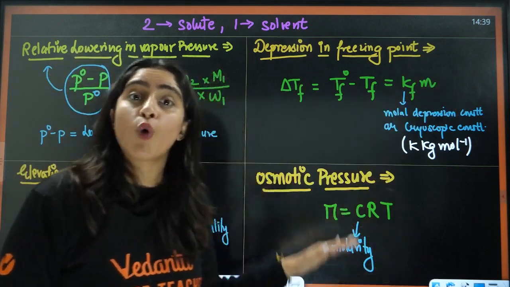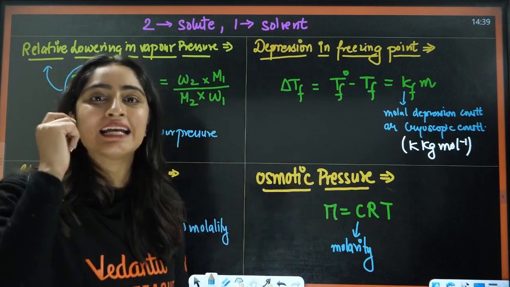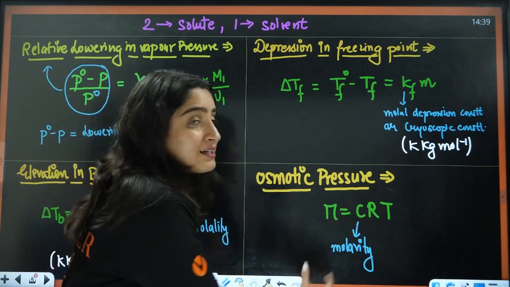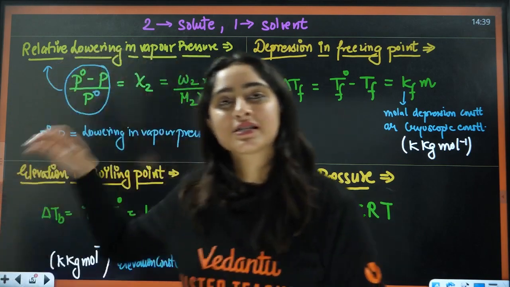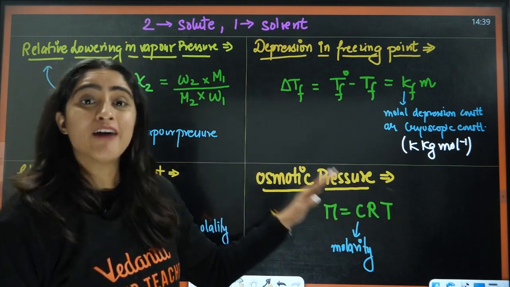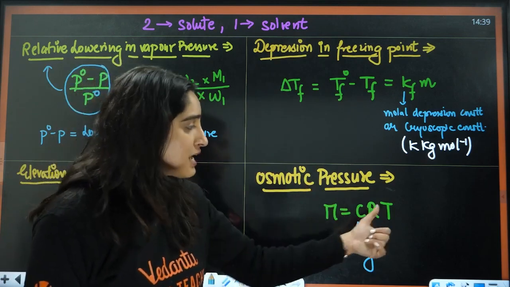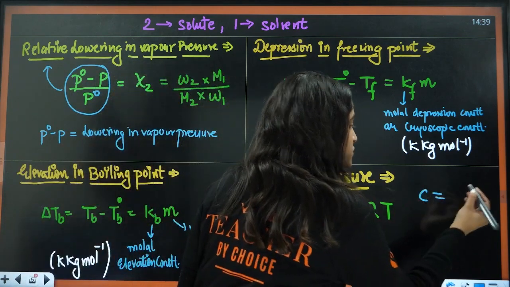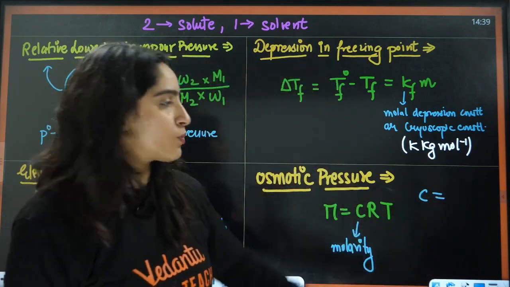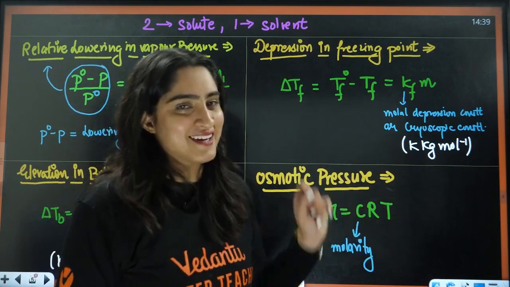But in case of osmotic pressure, always remember this, that is dependent on the molarity, not the molality. First we have mole fraction, then molality. Here also molality, here we have molarity. Pi denotes osmotic pressure and is equal to CRT, where C is the molarity. So molarity is what? The number of moles of solute divided by the volume of solution in liters.